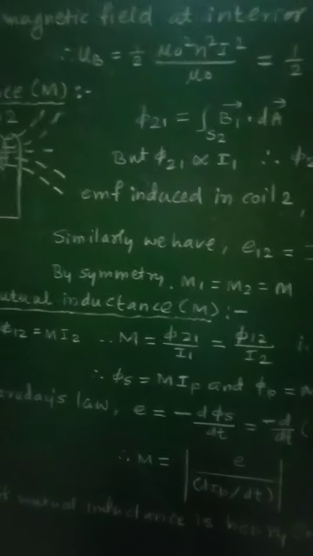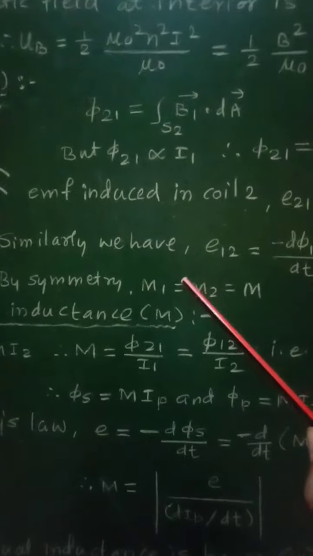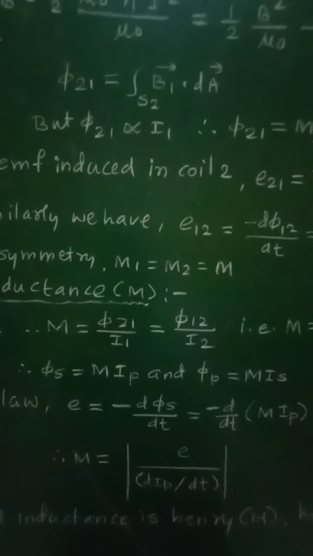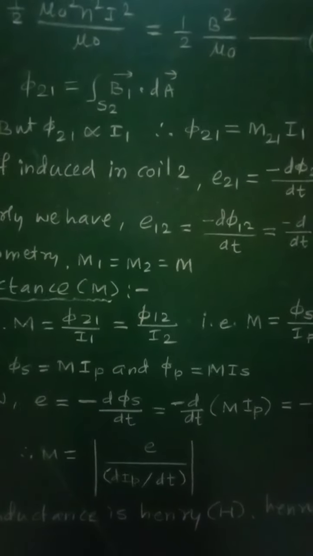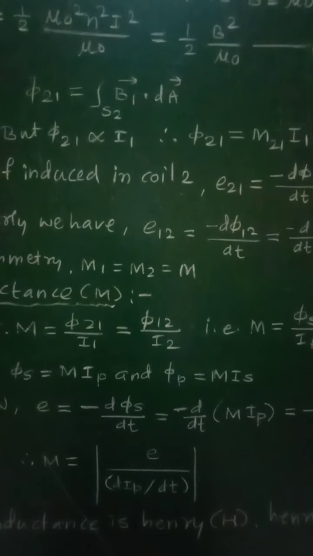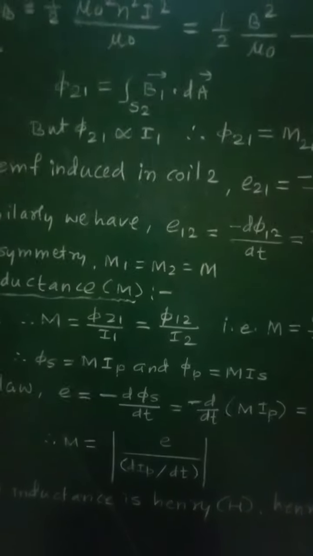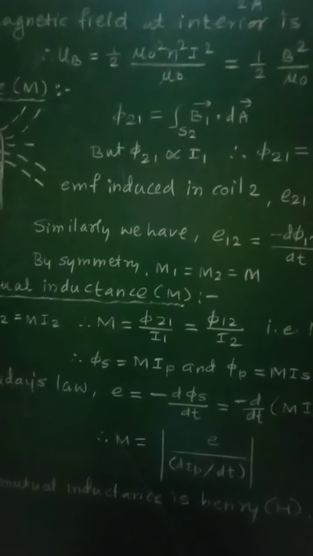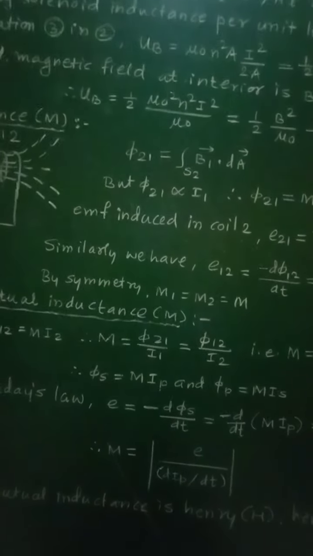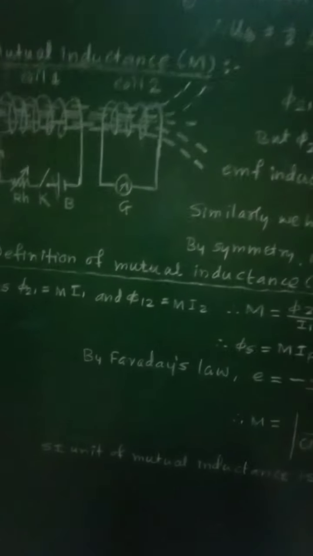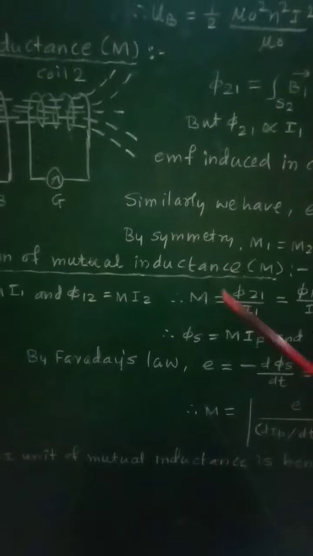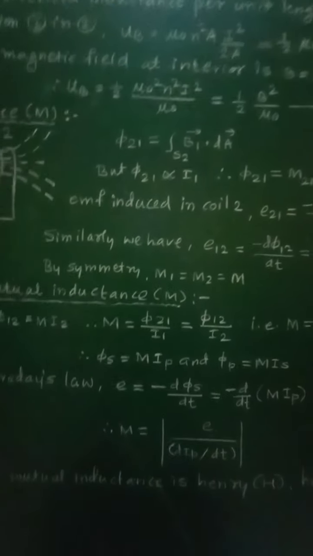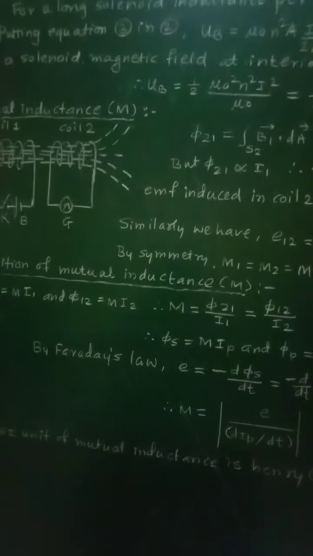Now by symmetry of these coils 1 and 2, we have M1 equal to M2 equal to M, that is, the mutual inductance of coil 1 is equal to the mutual inductance of coil 2, let it be equal to M. So we have seen here by symmetry that the coefficient of mutual inductance is the same for both these coils and it is equal to M. Now let us see the definition of this mutual inductance.